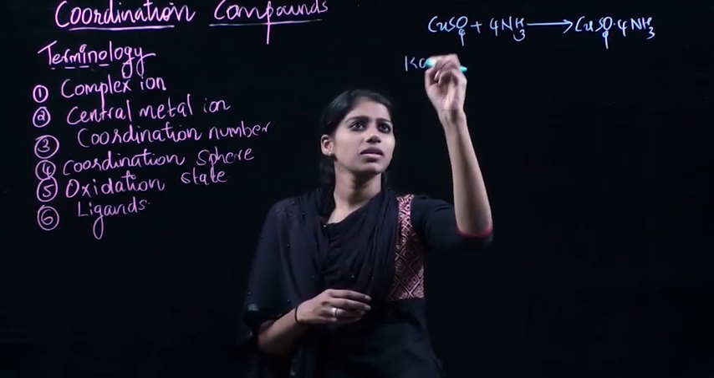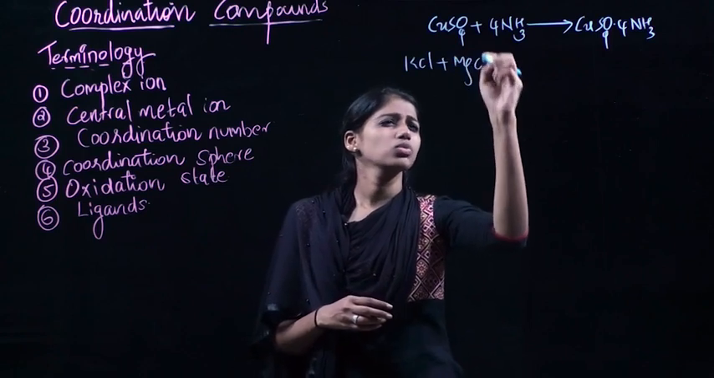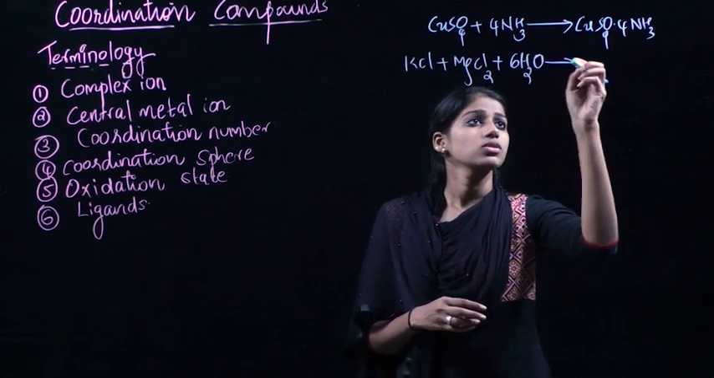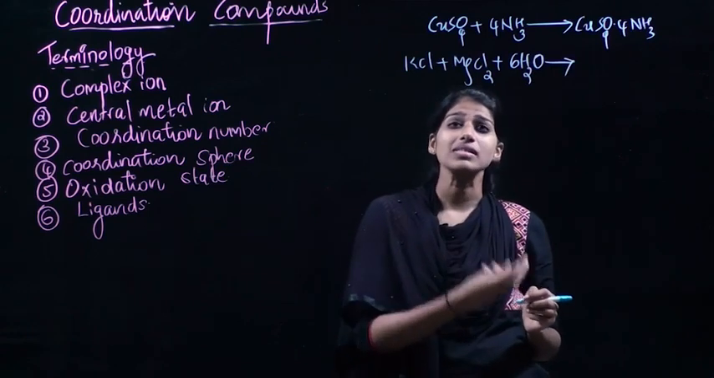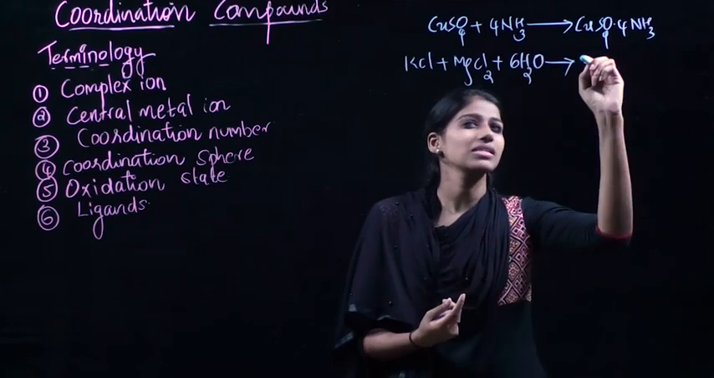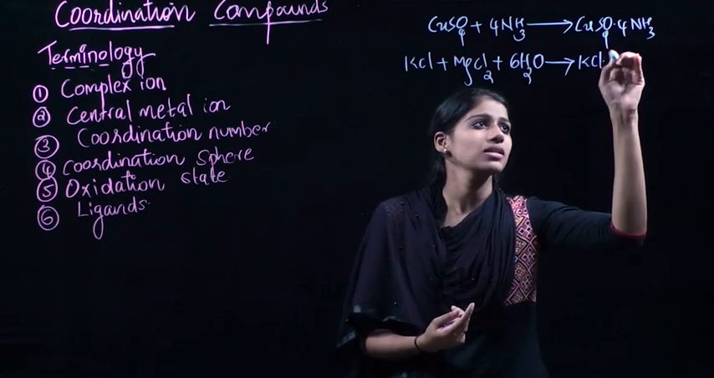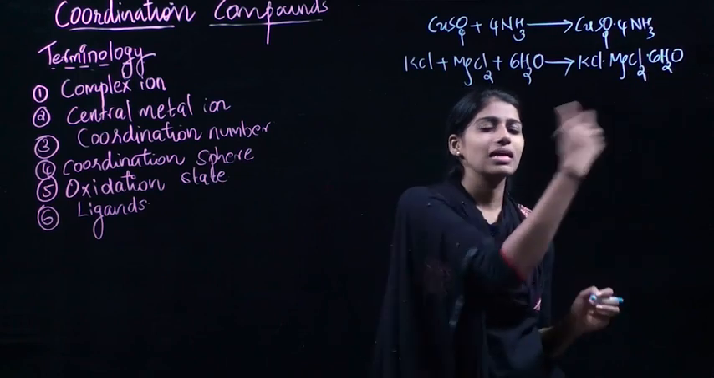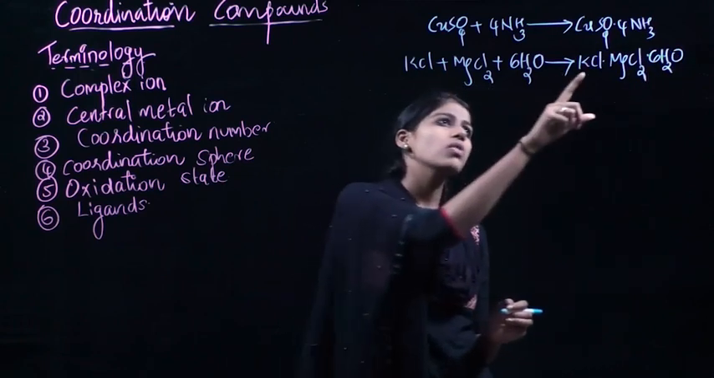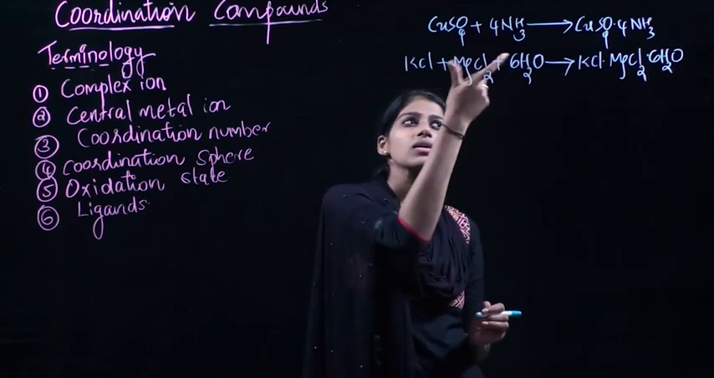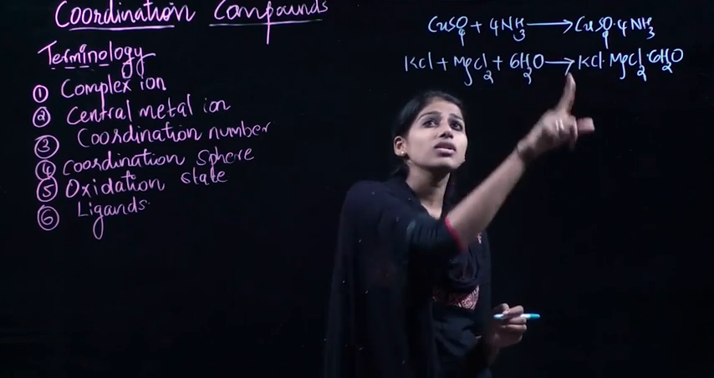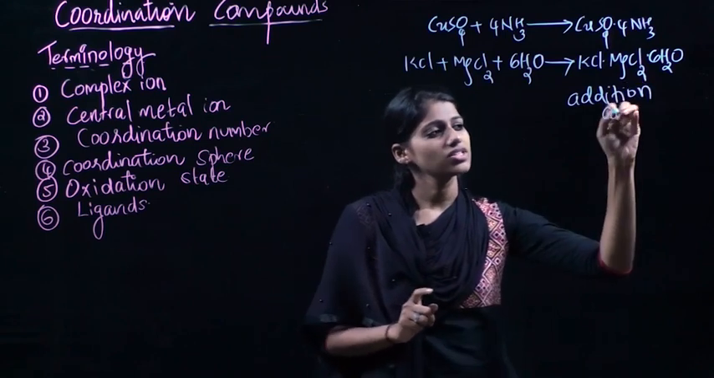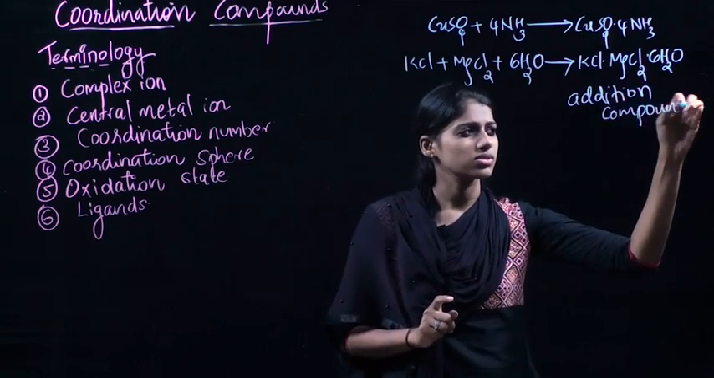Similarly, let's take KCl and MgCl2, which are mixed in water to get an aqueous solution, and after drying the substance you get crystals, which is represented as KCl·MgCl2·6H2O. So any compound resulting after drying the crystals is called an addition compound, or addition compounds are also known as molecular compounds.